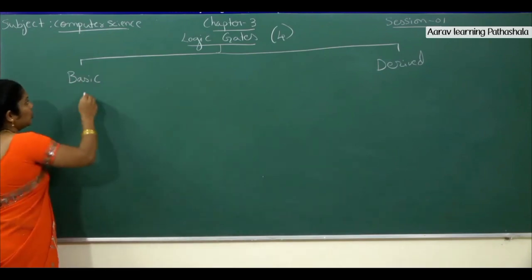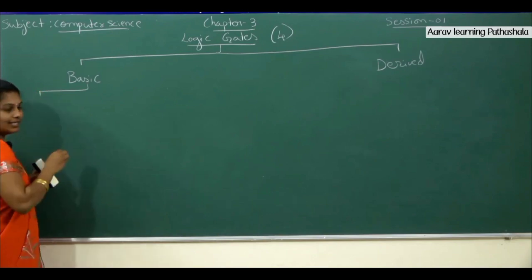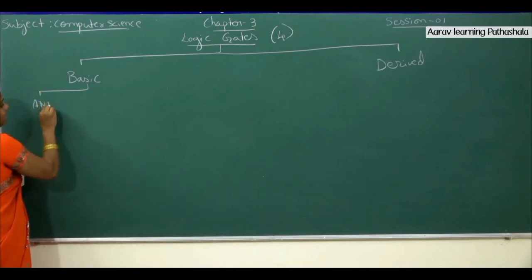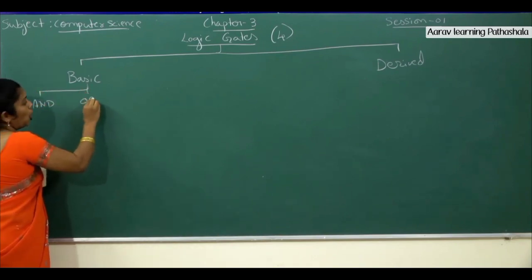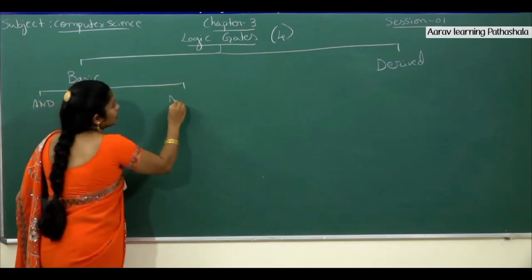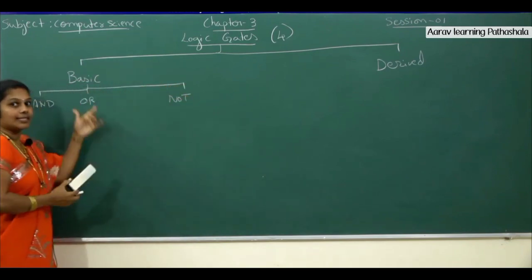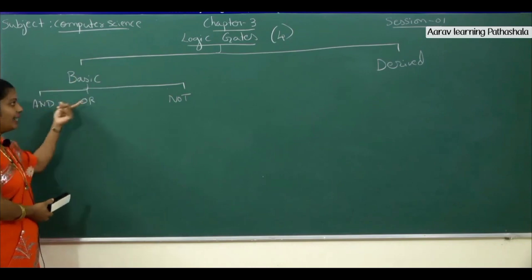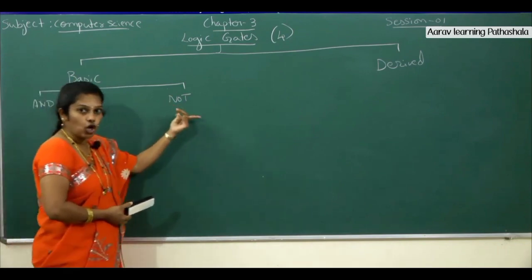In the basic gates, you will get 3 types. One is AND gate, second one is OR gate, and the last one is NOT gate. These are the basic gates, AND gate, OR gate, as well as NOT gate.